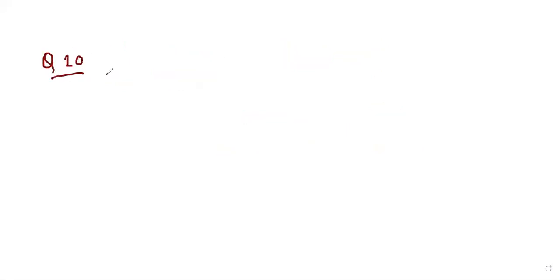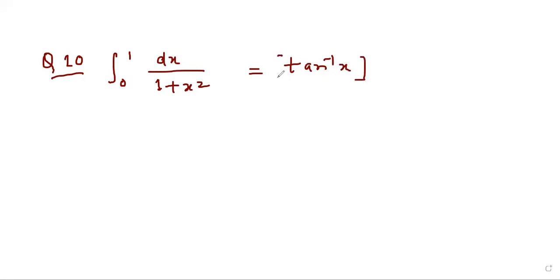Question number 10. Integration 0 to 1 dx upon 1 plus x square. We know that integration dx upon 1 plus x square gives tan inverse x. Tan inverse x limits 0 to 1, which will be tan inverse 1 minus tan inverse 0. Tan inverse 1 means pi by 4 and tan inverse 0 means 0. So answer is pi by 4.